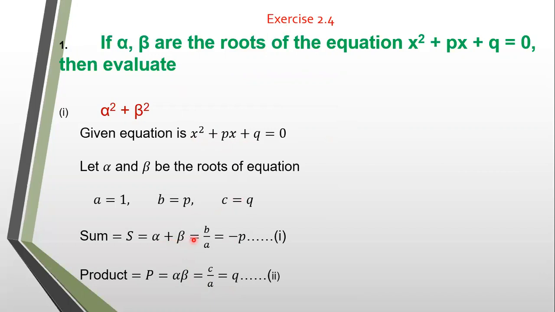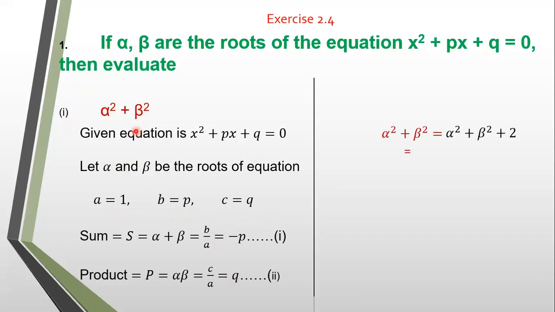And we know that alpha plus beta is equal to minus b over a, which means minus p is our answer one. And the product of roots alpha into beta is equal to c over a. Here c is equal to q and a is equal to 1. So our answer is q, that is q.